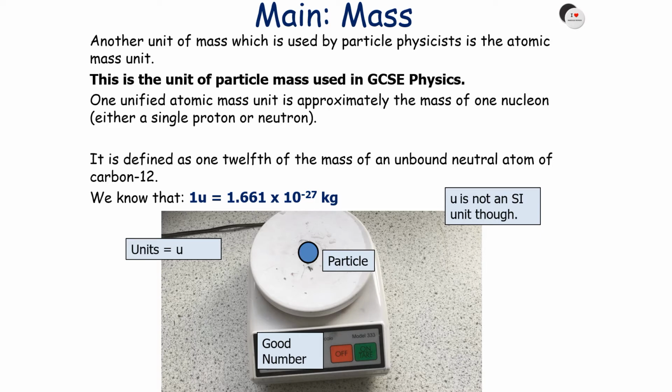Now another unit of mass which is used by particle physicists is the atomic mass unit, which is the unit of particle mass used at GCSE physics. So one unified atomic mass unit is approximately the mass of one nucleon, so either a proton or a neutron. So we define this as 1/12 of the mass of an unbound neutral atom of carbon 12. Now we know that 1 U is equal to 1.661 times 10 to the minus 27 kilograms.